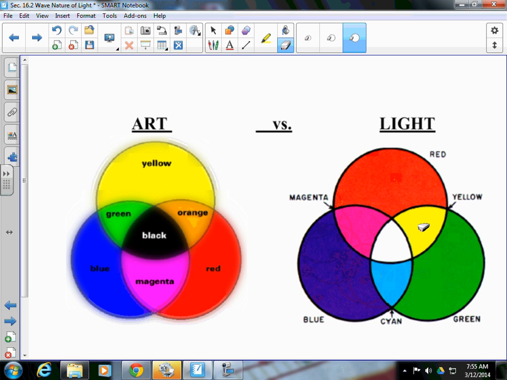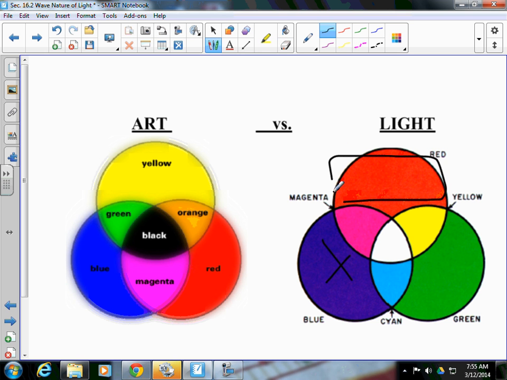All right, I have a yellow pigment. What it's going to do is absorb blue. So blue is gone, and it's going to reflect red, and it's going to reflect green. Well, when red and green mix, they make yellow.